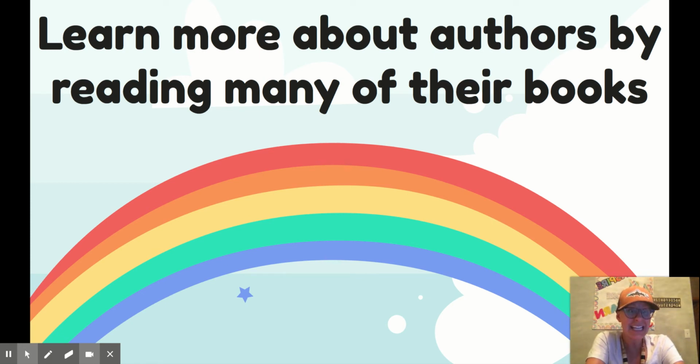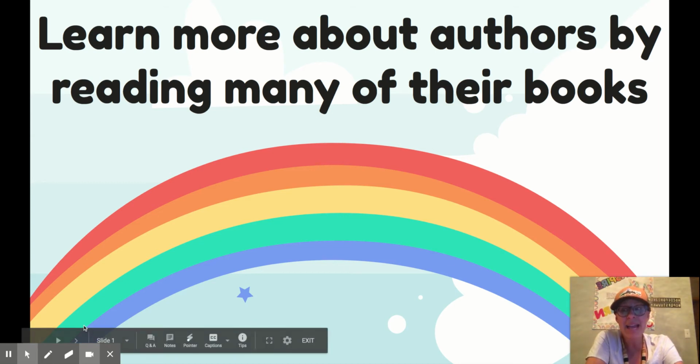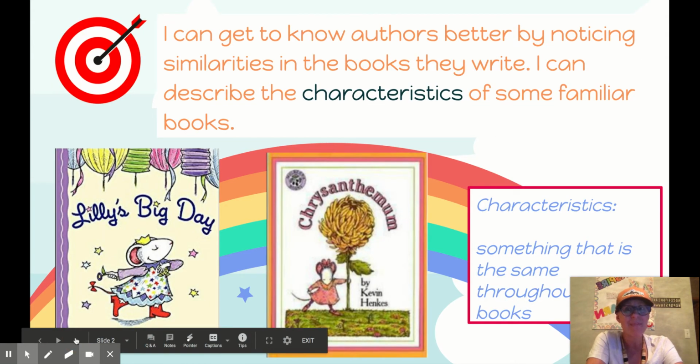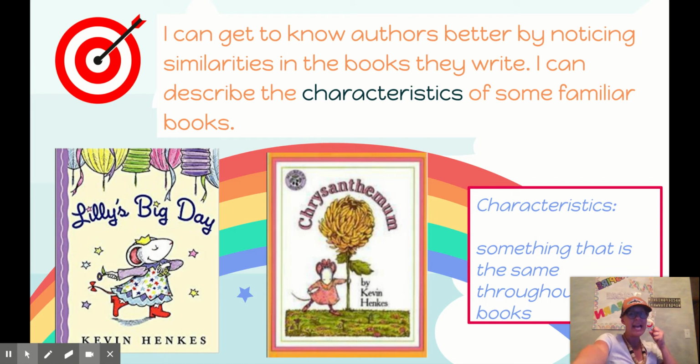And today's lesson is all about the fact that we can learn more about authors by reading many of their books. So our goal today, let's go ahead and get out our bow and arrow. It says, I can get to know authors better by noticing similarities in the books they write, and I can describe the characteristics of some familiar books.